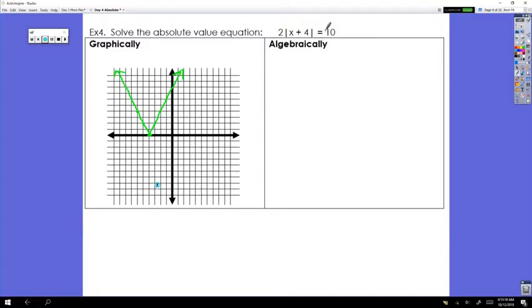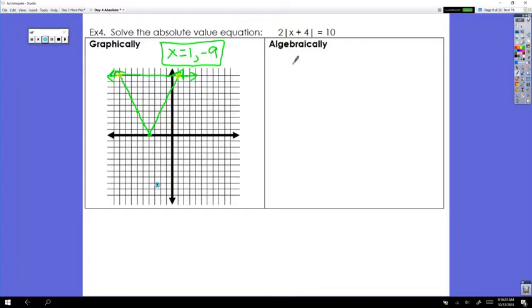Next, I'm going to graph the line y equals 10. 1, 2, 3, 4, 5, 6, 7, 8, 9, 10. It's going to be this line right here. And you can see that these two lines intersect here and here. This is at x equals 1, and this is at x equals -9. So that is going to be our two answers, x equals 1 and -9.